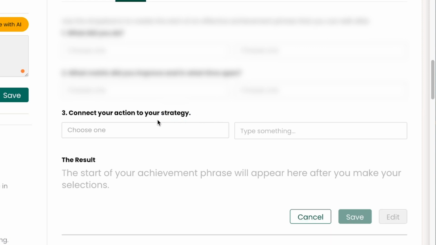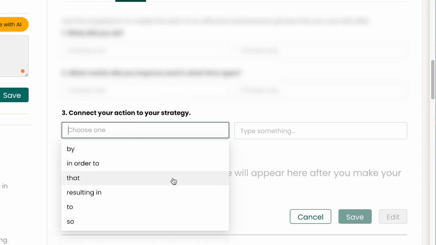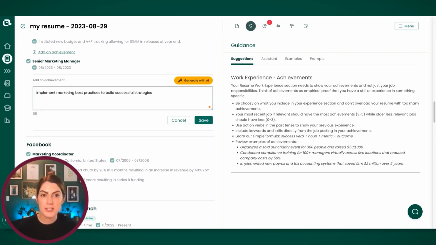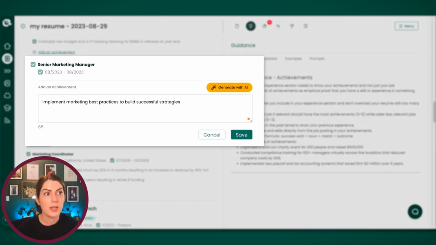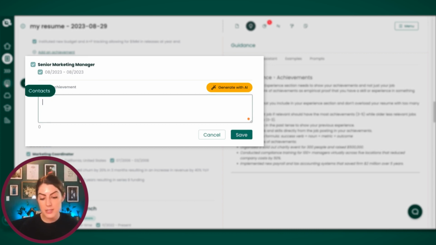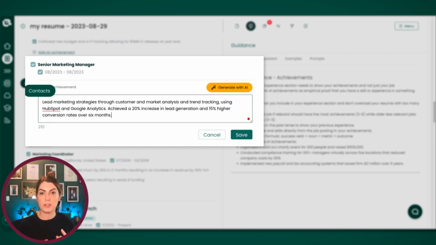If you start to look back on how you would describe this in an interview, it can help you gather ideas on how to articulate that on your resume. So now we're going to put it all together. We started off by saying that we implement marketing best practices to build successful strategies. By asking all those questions, we're going to put that all together.